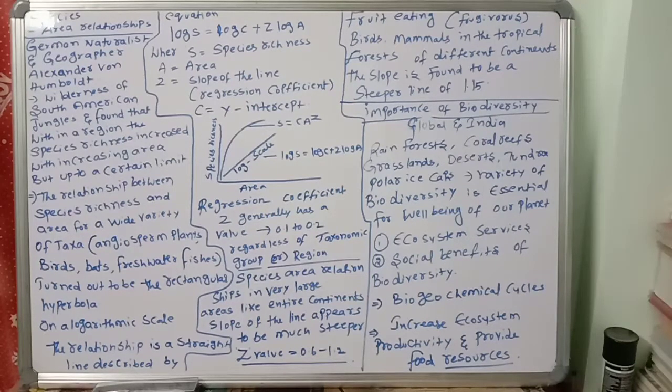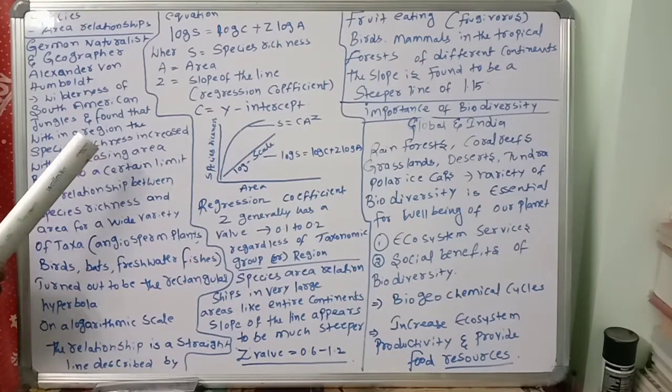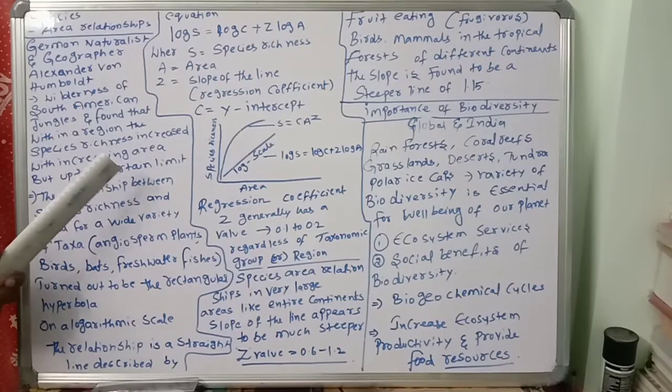That information was given by whom? The German naturalist and geographer Alexander von Humboldt. Where did he work? In the wilderness of the South American jungles, he found that within a region the species richness increased with increasing area. As area increases, species richness also increases, but up to a certain limit.